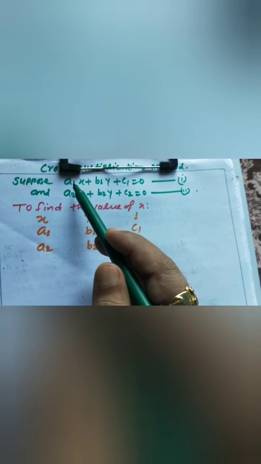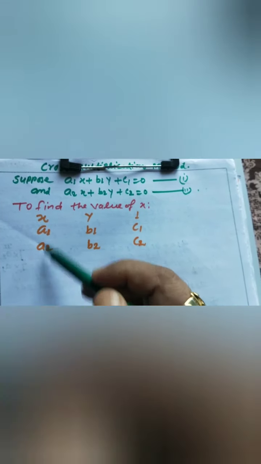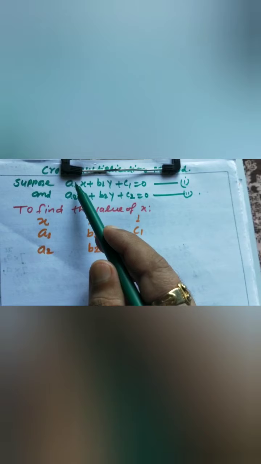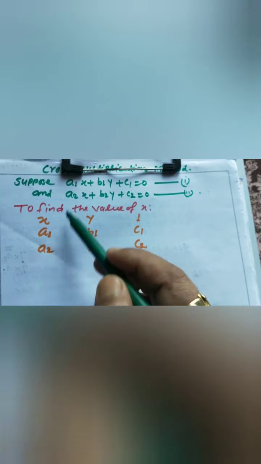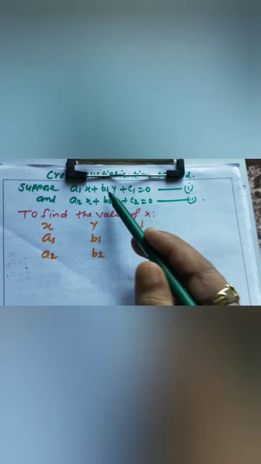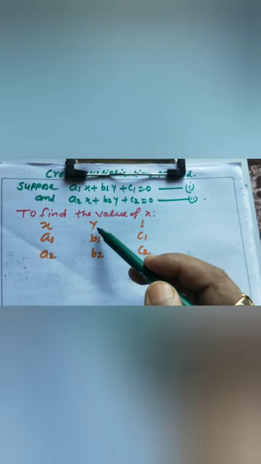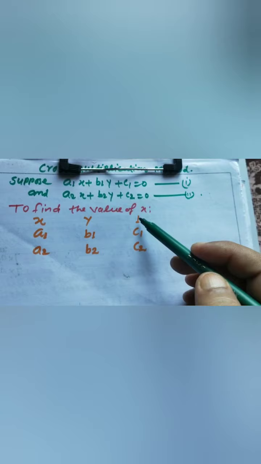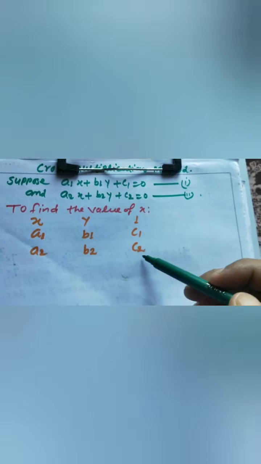x write the coefficient of x in equations first and second, column wise. In the first equation the coefficient is a1, so we have written a1 first, and below it we have written the coefficient of x in the second equation, which is a2. Below y, similarly, you have to write the coefficient of y, and below 1 you have to write the constant terms, that is c1 and c2. So in this way you have to write.